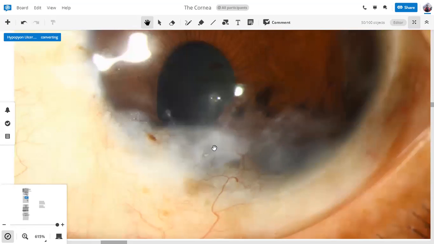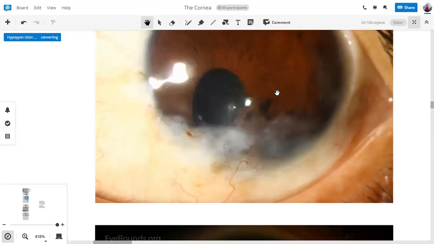So, another picture of a leucoma. Look at these small whitish spots. This is a leucoma. Through this leucoma, we are not able to appreciate the margins of the iris. We are not able to appreciate the details of this margin. So this is a leucoma.